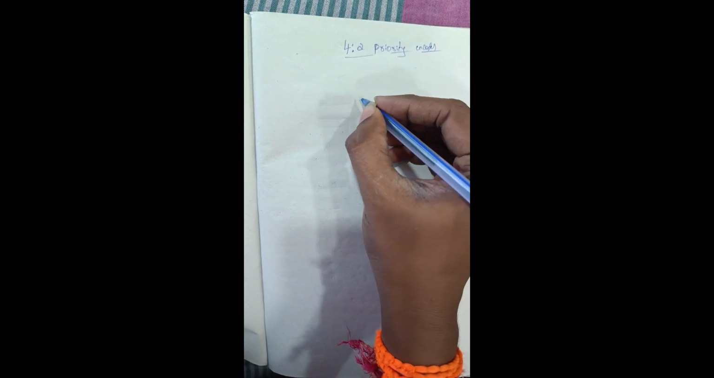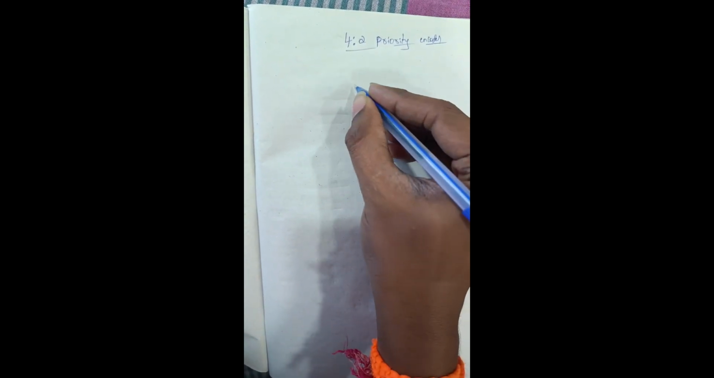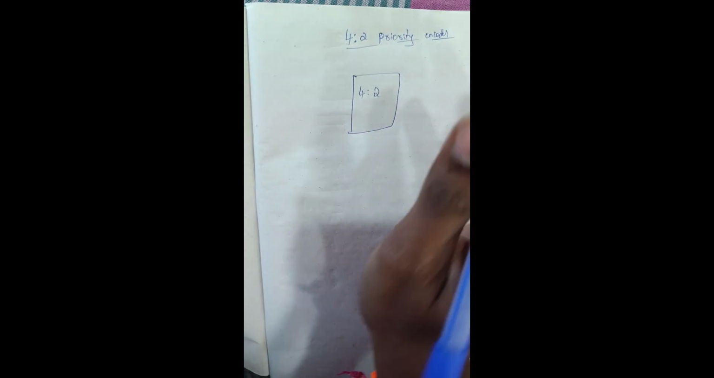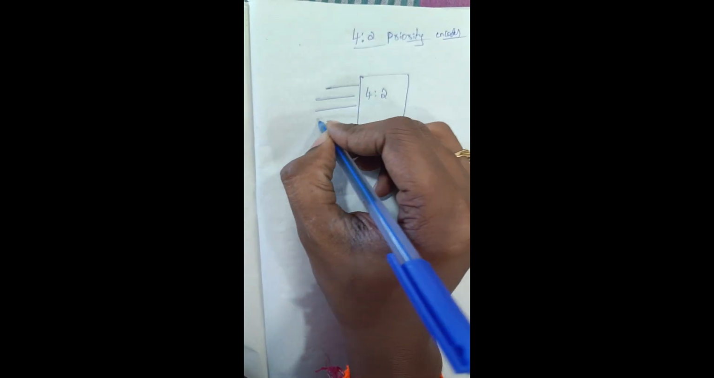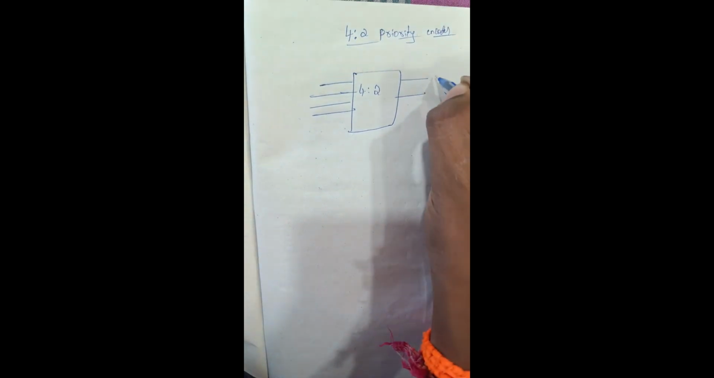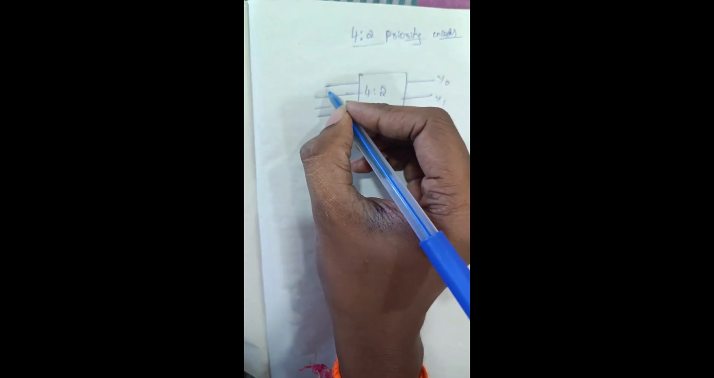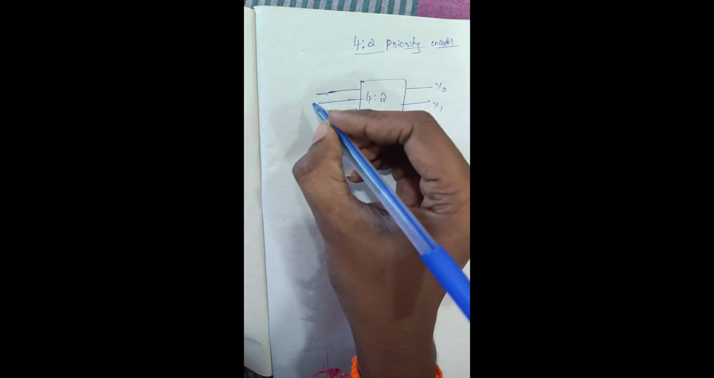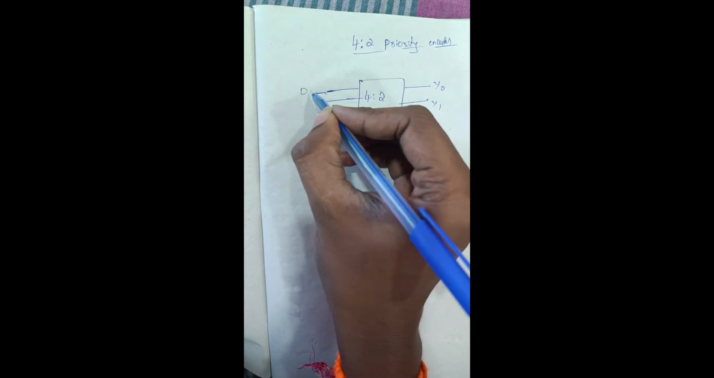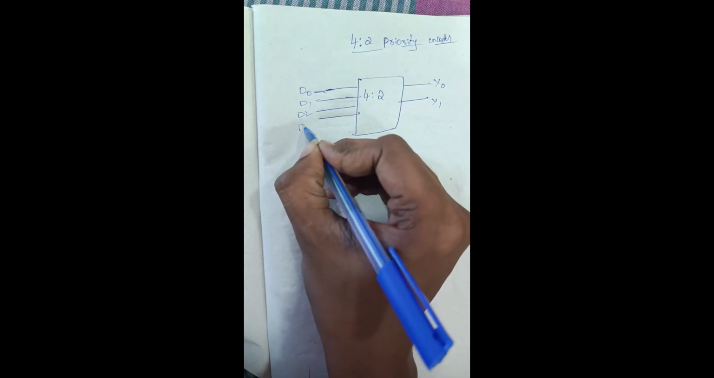In this priority encoder, it works such that the highest number will be taken into consideration. Okay, let us see how this priority encoder works. A 4:2 priority encoder means we will have 4 inputs and 2 outputs. Let us say the 2 outputs will be y0 and y1, and the 4 inputs will be d0, d1, d2 and d3.